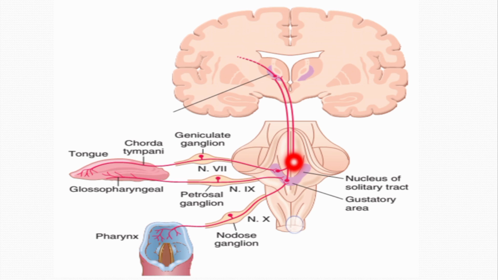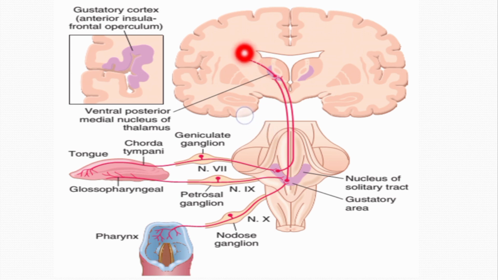From the nucleus of tractus solitarius, the second order nerve fibers arise and they go to the thalamus. They especially reach the ventral posteromedial nucleus VPM of the thalamus. From here the third order nerve fibers arise and they go to the taste area in the cortex. Now the taste area comprises the lower tip of the post central gyrus in the parietal cortex plus the sylvian fissure plus the adjacent opercular insular area. So this is the taste area.